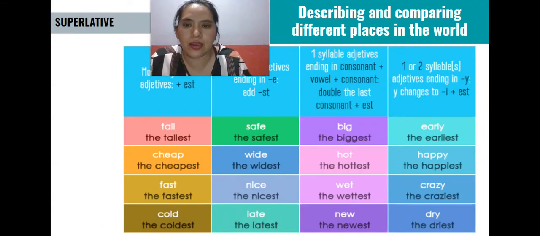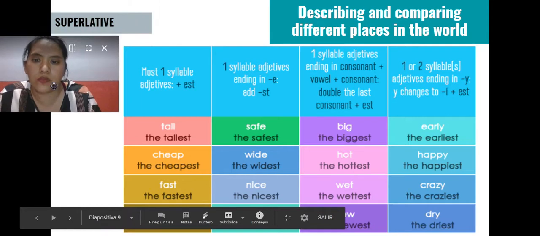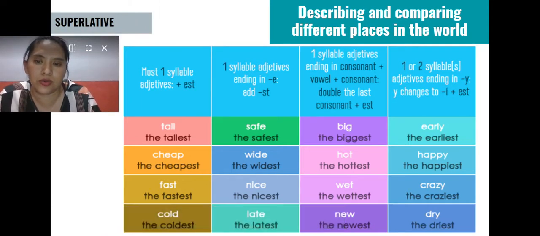Okay, welcome back. And now we are learning the rules for the superlative. What you see over here is a chart that synthesizes the rules of them. When the adjectives are one syllable, then we are adding est. And also the particle the: the tallest, the cheapest, the fastest, and the coldest.